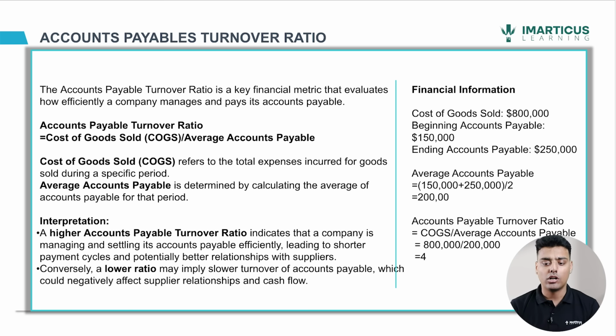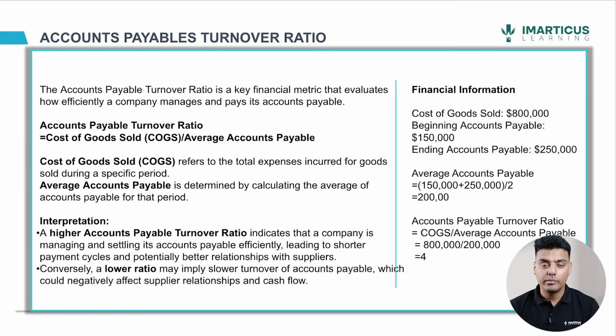Imagine a company has a COGS, or cost of goods sold, of $8,000, a beginning inventory of $150,000 and an ending inventory of $250,000. That means that the accounts payable is $200,000. The COGS of this company is $800,000 and the accounts payable average is $200,000. So that means I am able to buy and repay my vendors 4 times a year. I am making a repayment 4 times a year.